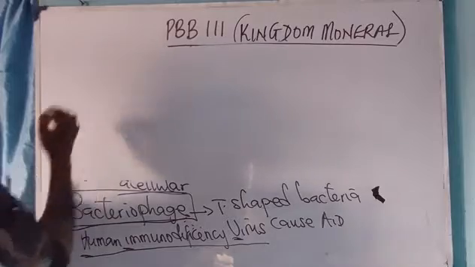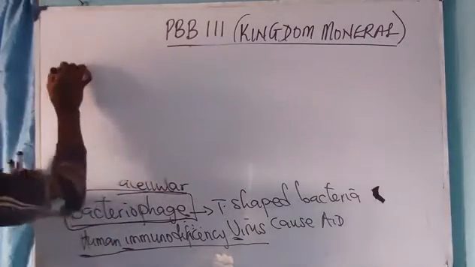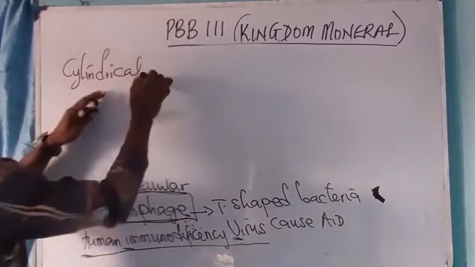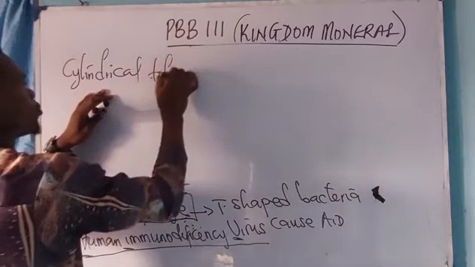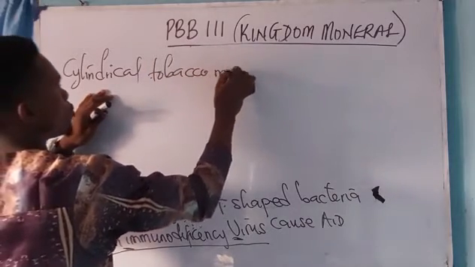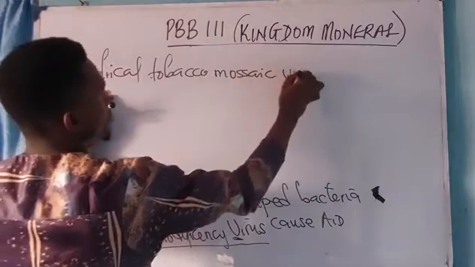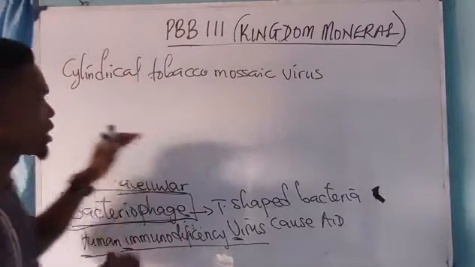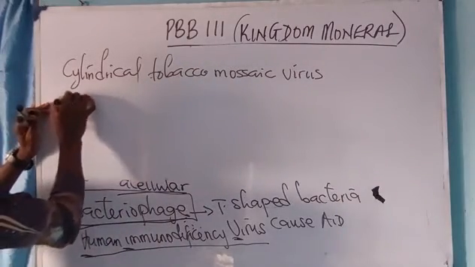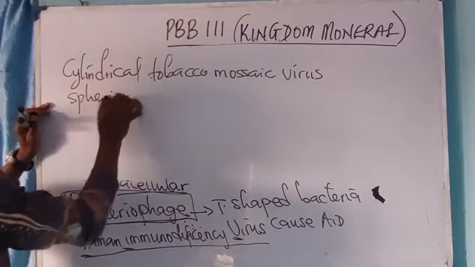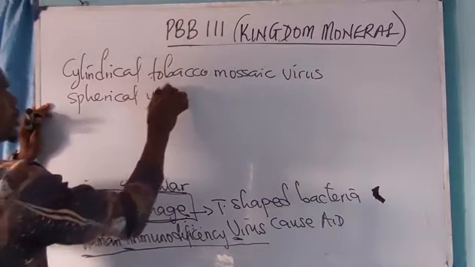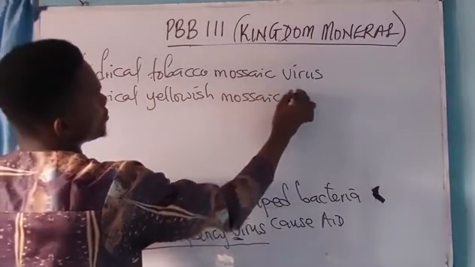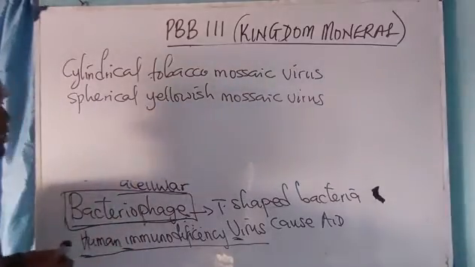You also have viruses occurring as cylindrical bodies, like the tobacco mosaic virus. We have some occurring as cylindrical tobacco mosaic virus, and we have some occurring as spherical, like the yellowish mosaic virus. You can see that. So please take note of this.